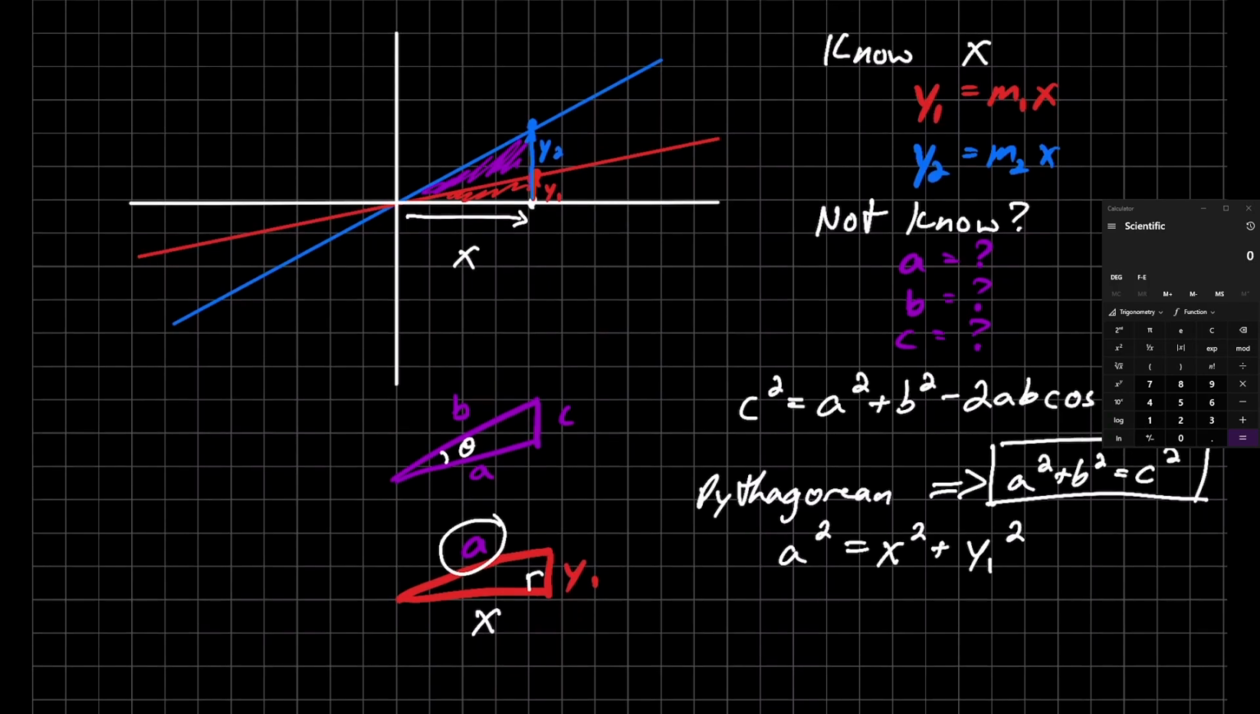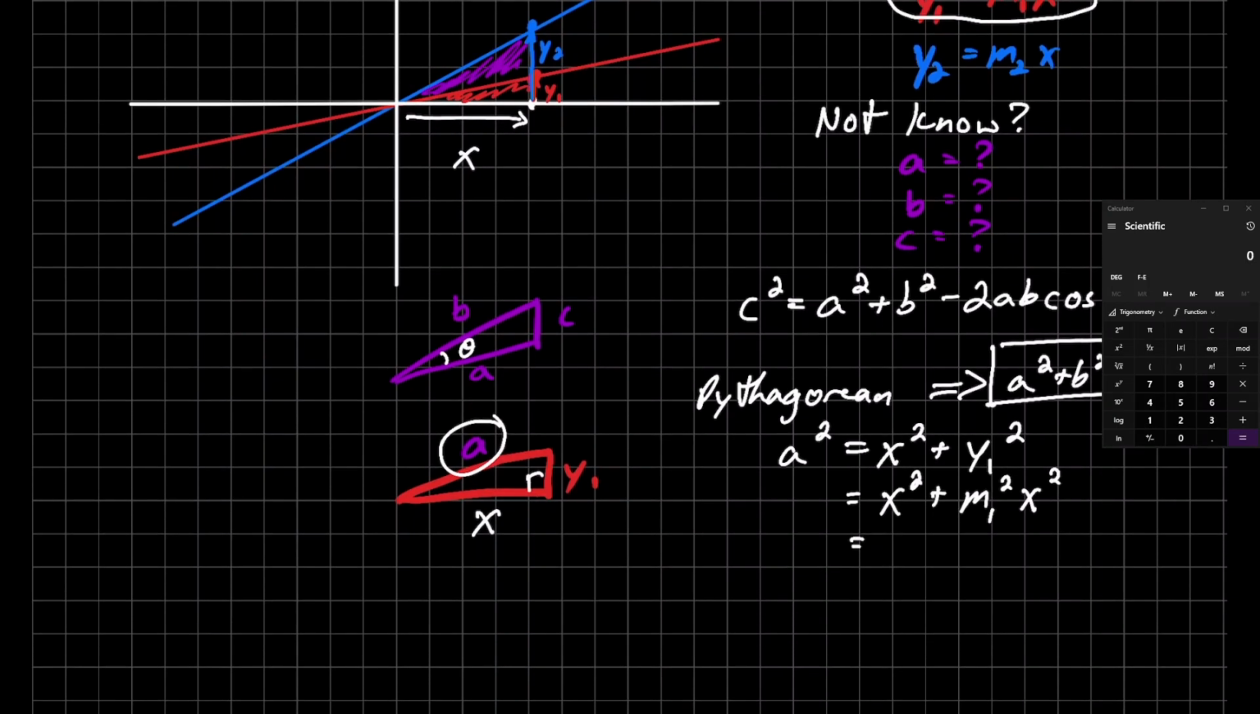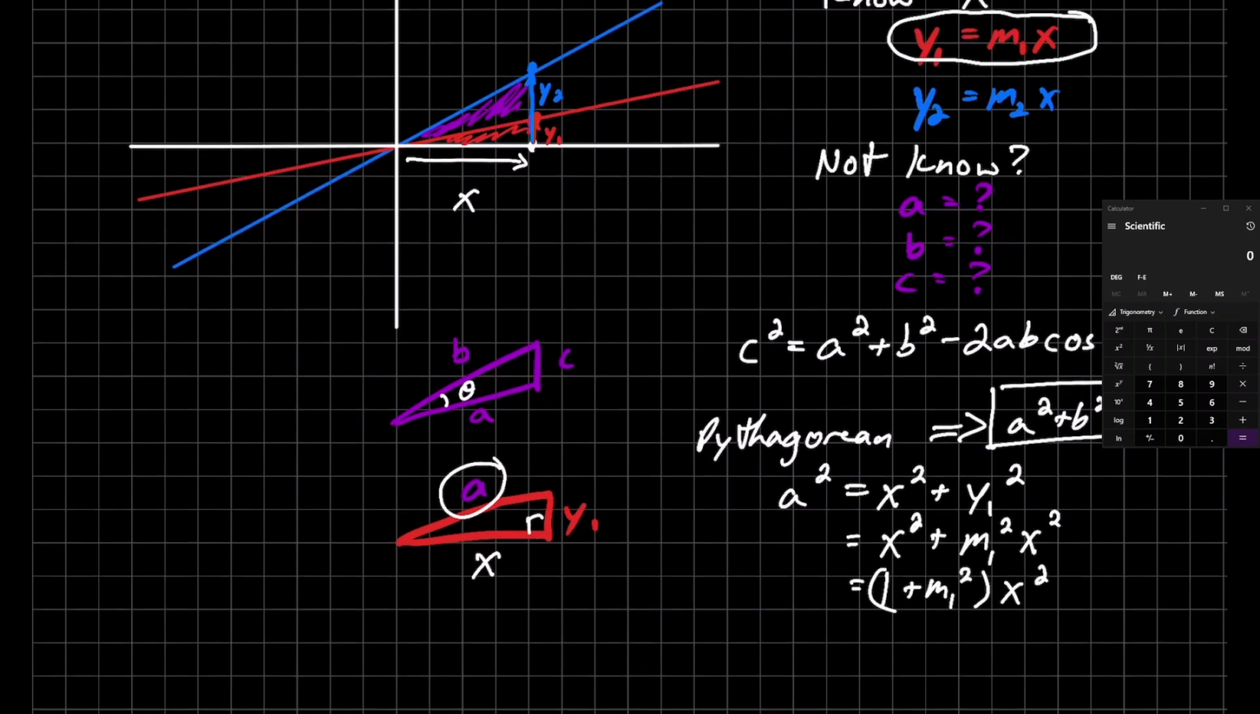Now, what's useful is that we already have written down what y1 is. We know what it is in terms of x. So here we have a squared is equal to x squared plus m1 squared x squared, and I'm going to rewrite that as 1 plus m1 squared times x squared. Okay, so we have what a squared is. And since a squared comes in directly in that cosine law, I'm just going to leave it as a squared instead of trying to determine what a is.